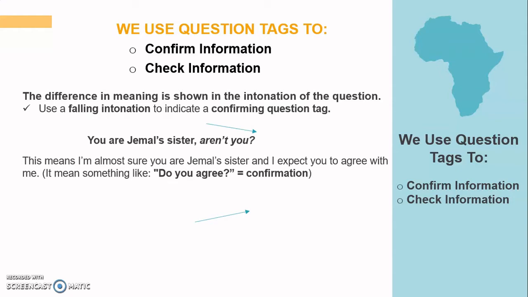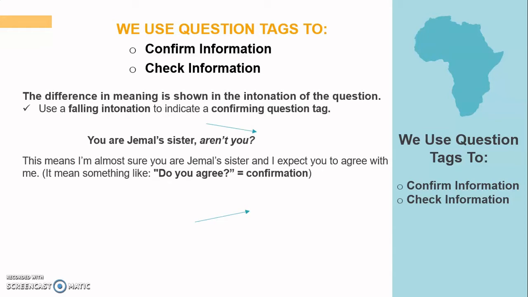Look how I pronounce the statement. Try to focus on the intonation I'm going to use. You are Jamal's sister, aren't you? This means I'm almost sure you are Jamal's sister and I expect you to agree with me. So it means something like, do you agree?